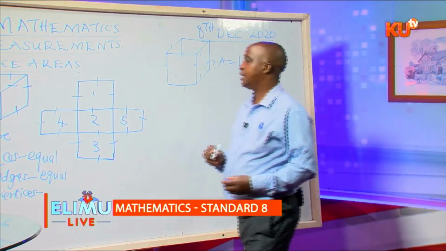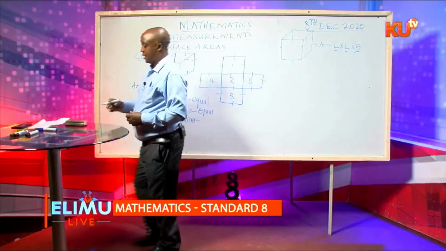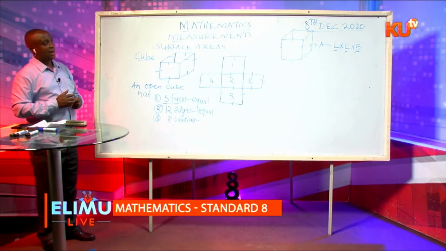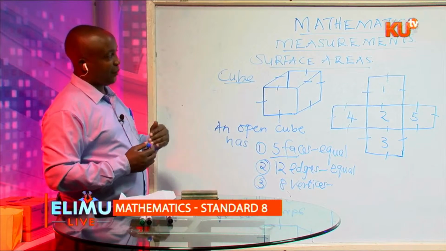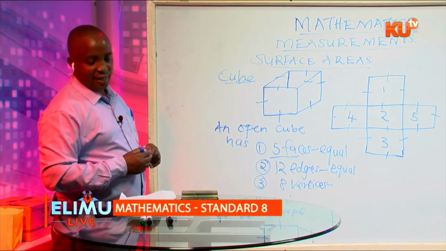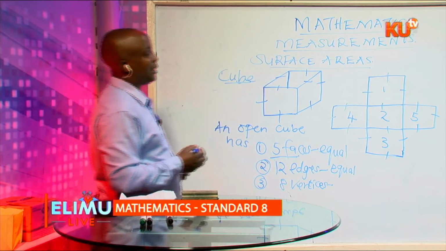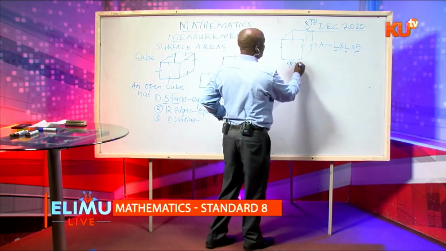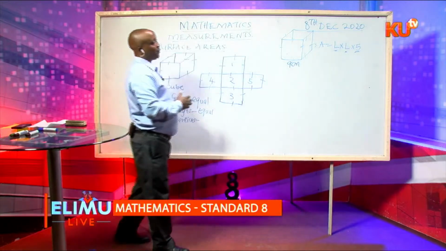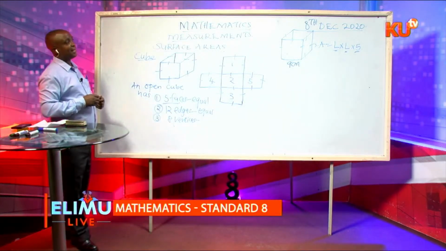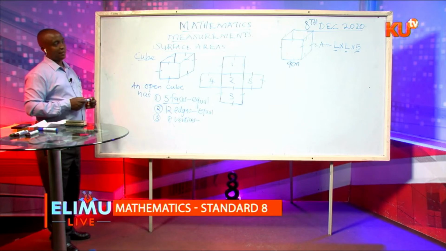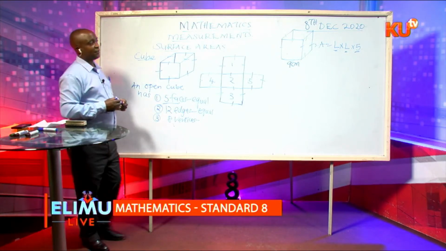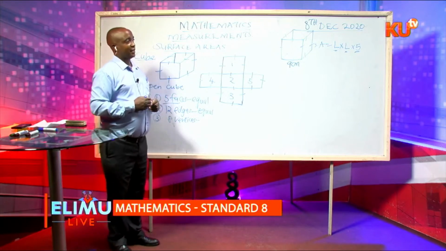So we are going to do 2 examples. And then from there, we go to finding the length of the edges of a closed cube, an open cube, when given the total surface area. So I have a cube here. What is the total surface area of an open cube of sides 9 centimeters?